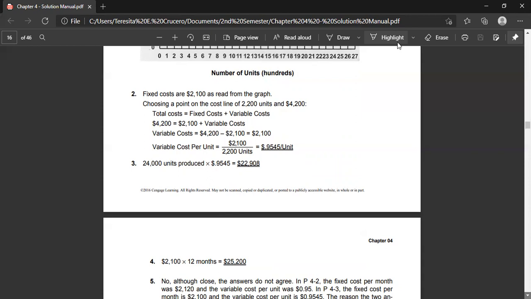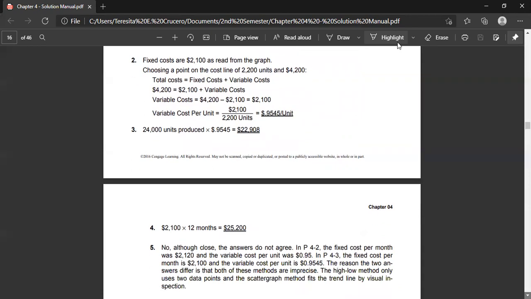Okay? Now, in number five, do these answers agree with the answers on 4-2? Why or why not? No, although close, the answers do not agree. In 4-2, the fixed cost per month was 2,120 and the variable cost per unit was 0.95. In 4-3, the fixed cost per month is 2,100 and the variable cost per unit is 0.9545. So far, the rates are near.